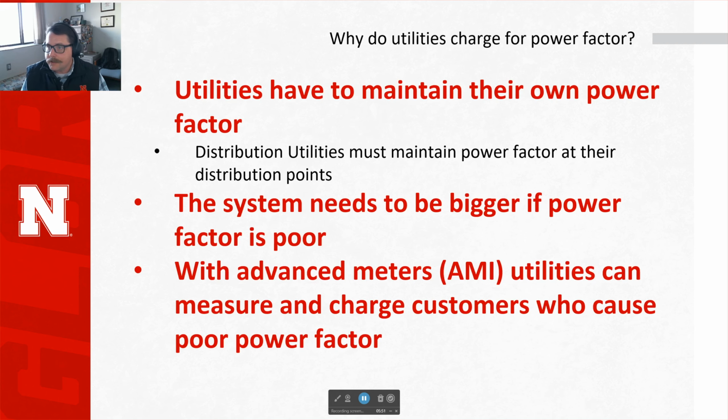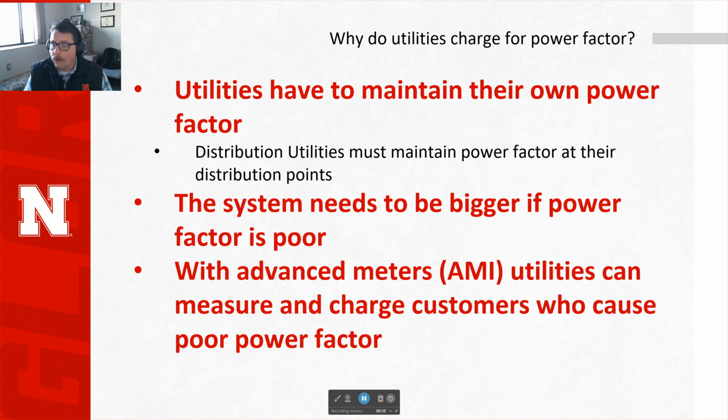So why are utilities adding this charge now? Well, forever they have been required to have good power factor by the people they buy electricity from. So because they have to maintain a power factor, they are saying now that we can more clearly put these charges in place, we're passing those fees that we've already had for ourselves on to you.